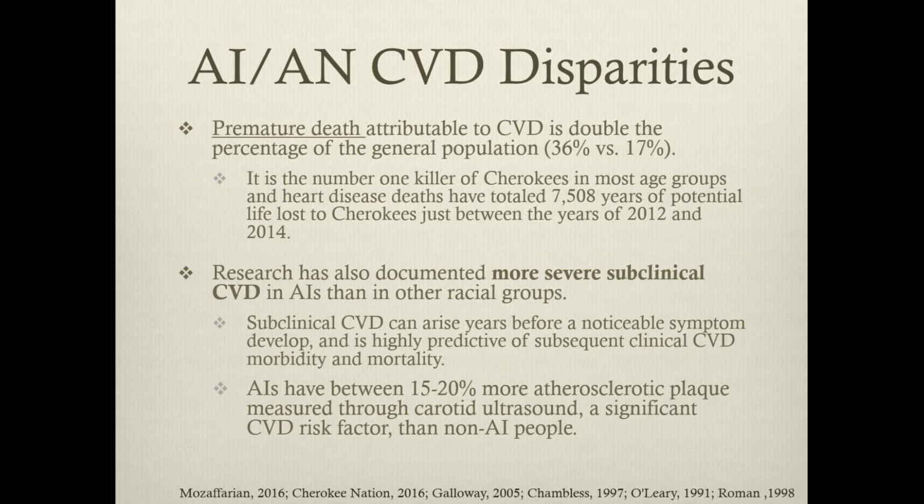Thinking about the effects that heart disease has on Native communities is really important. When calculating the premature death rate for Native people, it's 36% versus 17% for the non-Native population. And there is a study that my tribe back in Tahlequah, Oklahoma, the Cherokee Nation Public Health Department did. They were very concerned about heart disease in our tribe, and they calculated the numbers, and in just a 2-year period, 2012 to 2014, there were 7,500 years of potential life lost.